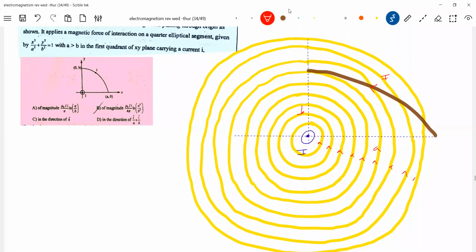So what shall we do here now? At different points, look at the angle made by B bar with the dL bar. Here you assume dL is a current carrying element. F equals Ampere's force, F equals I L bar cross B bar. Here you look at the dL bar and B bar. The angle at several points is different. So how to make this out?